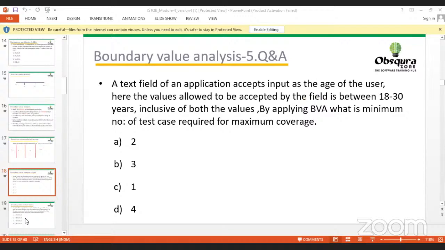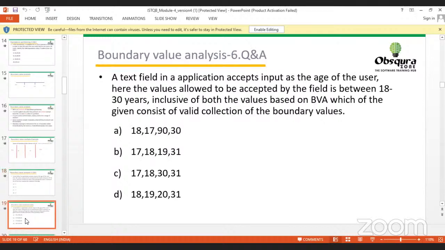Okay. Next question. A text field in an application accepts input as the age of the user. Here the value allowed to be accepted by the field is between 18 and 30 years, inclusive of both values. Based on boundary value analysis, which of the given options consists of a valid collection of boundary values? Okay, here they have asked for a valid collection of boundary values.